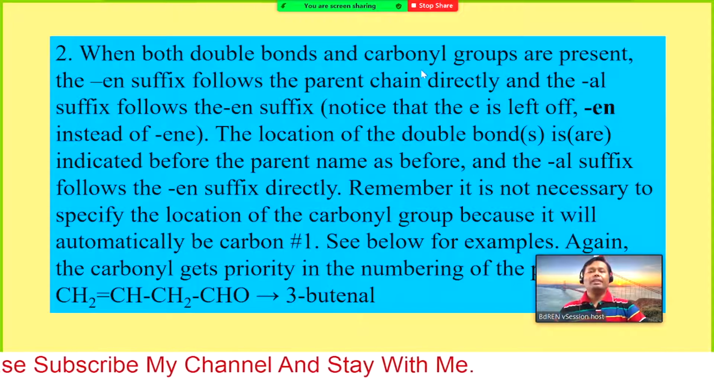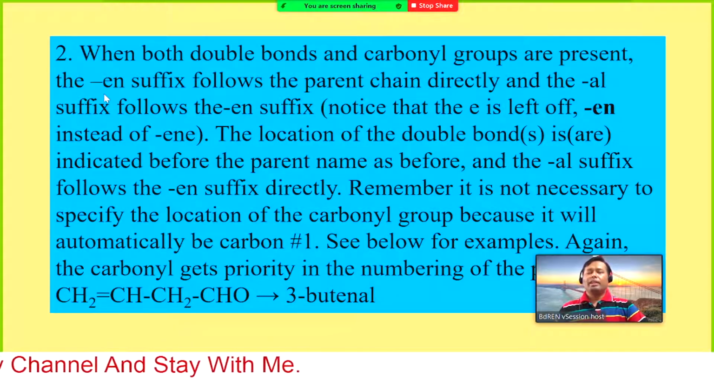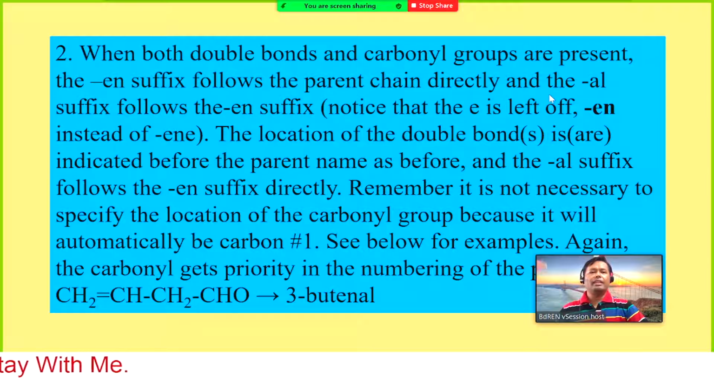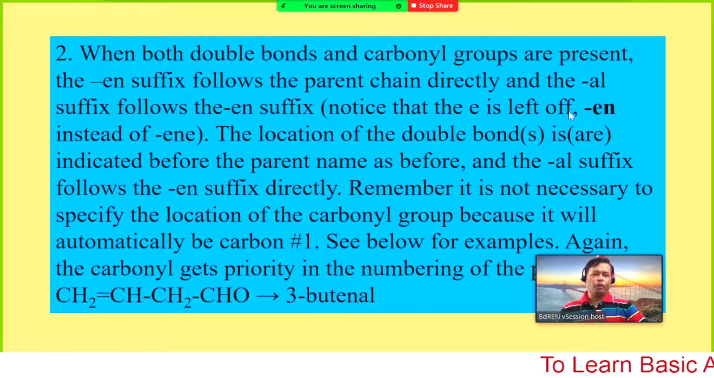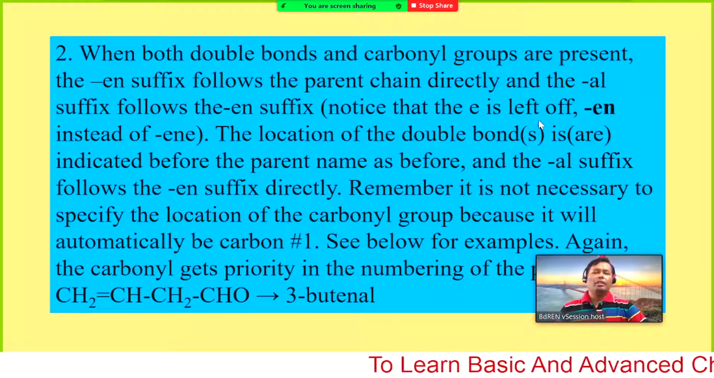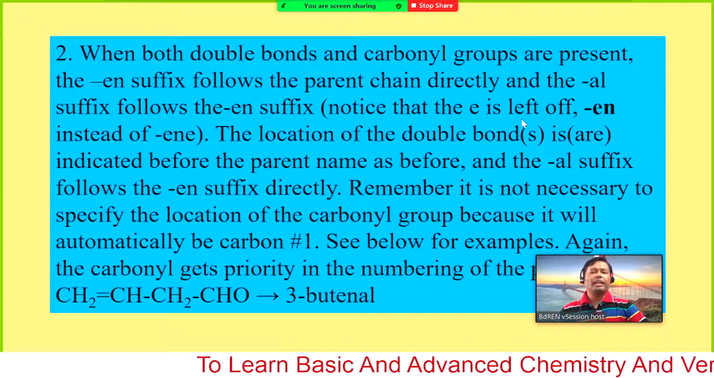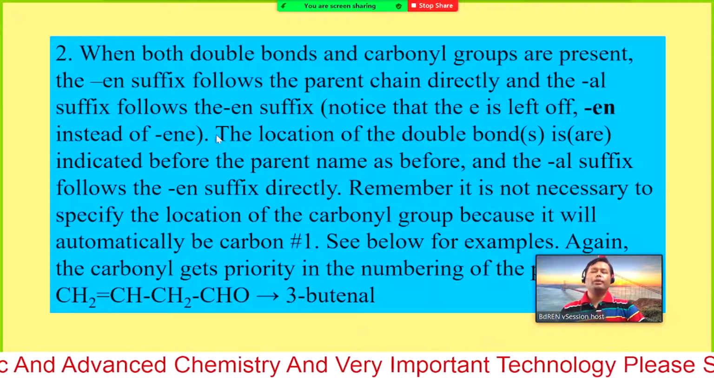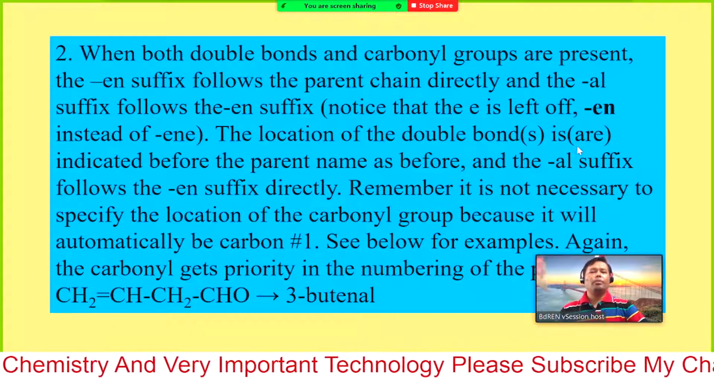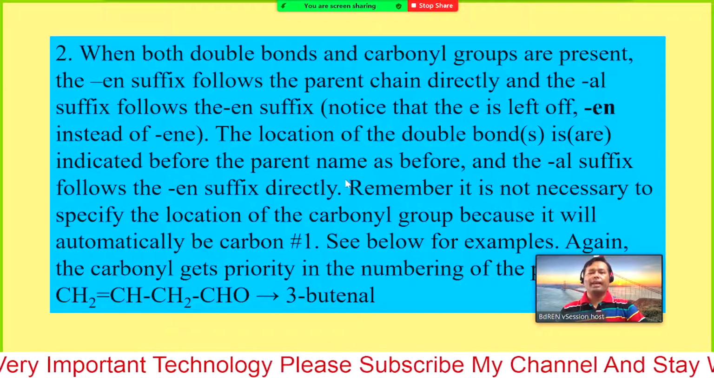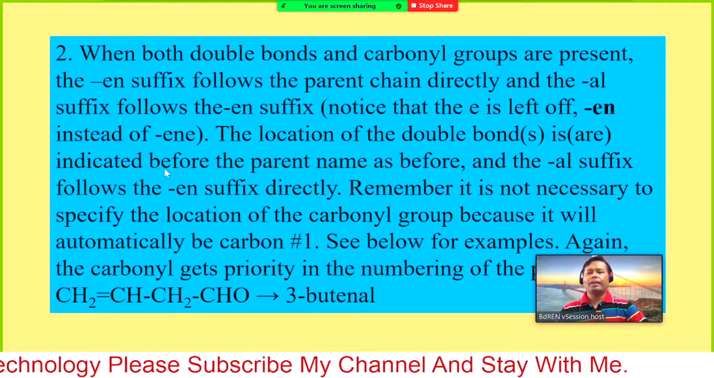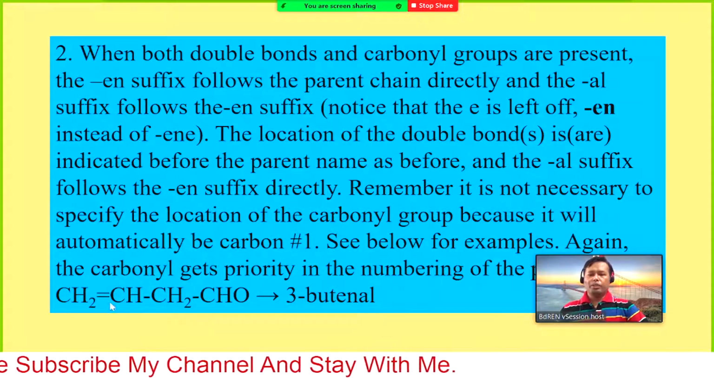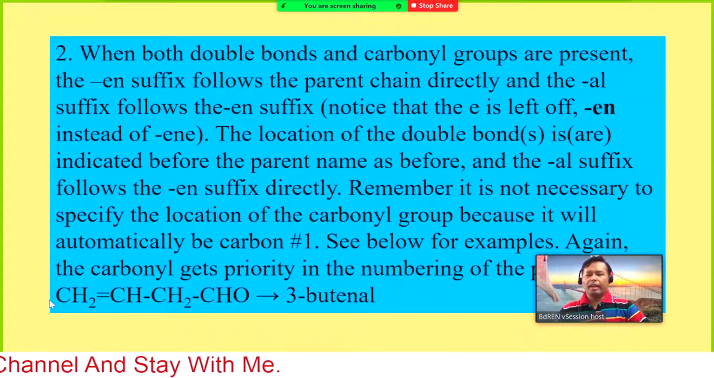And when both double bonds and carbonyl groups are present, the en suffix follows the parent chain directly, and the al suffix follows the en suffix. Notice that the e is left off: en instead of ene. So we don't write ene, we write en only. The location of the double bonds is indicated before the parent name as before, and the al suffix follows the en suffix directly.